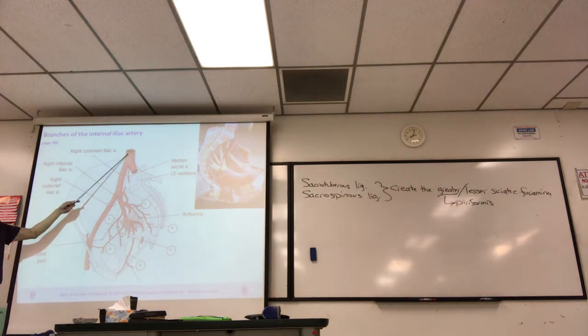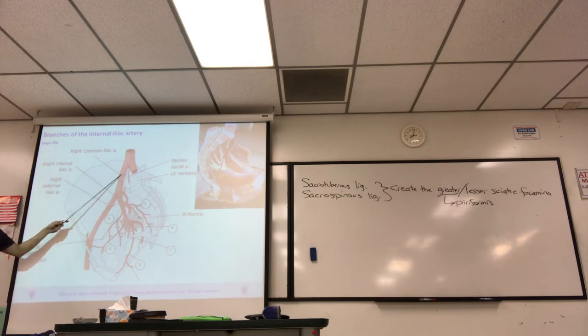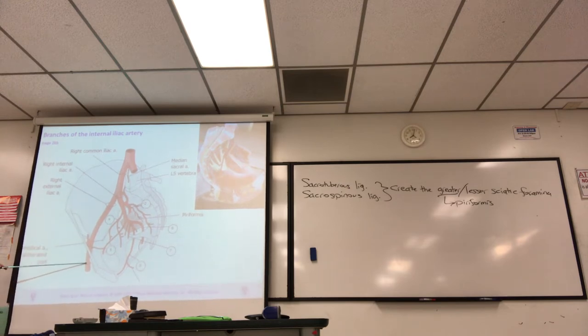Okay, abdominal aorta branches. That's the right side. It's the right common iliac. It branches again. The external iliac is going to just continue on out, squeeze out the front of your groin area. That's the femoral artery. We'll go back to that.